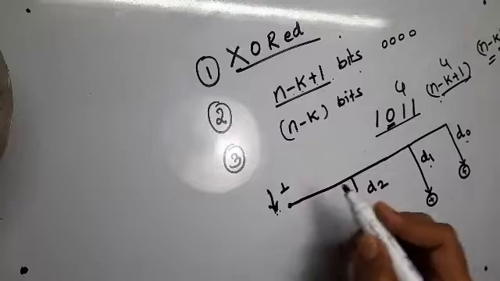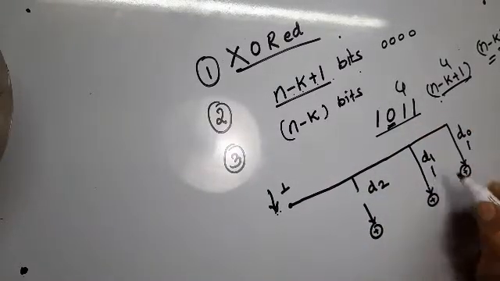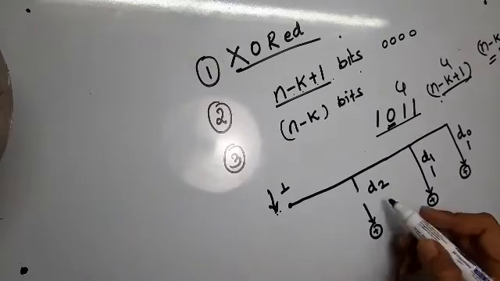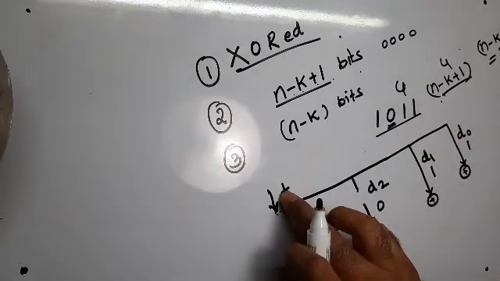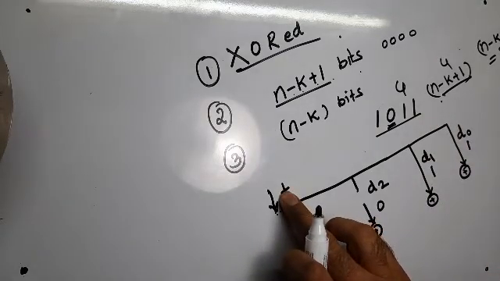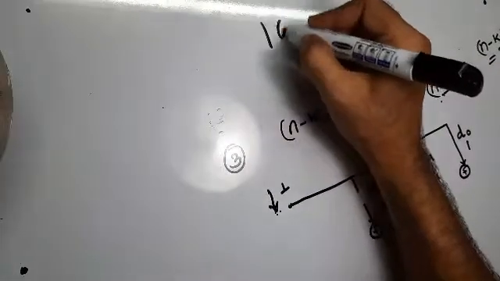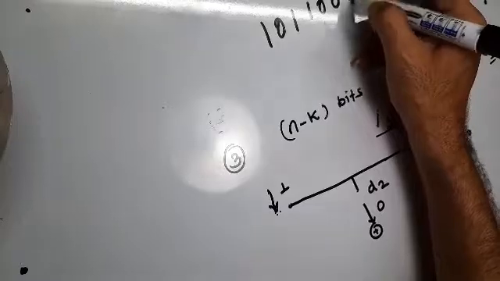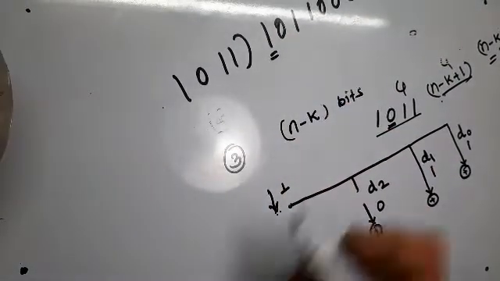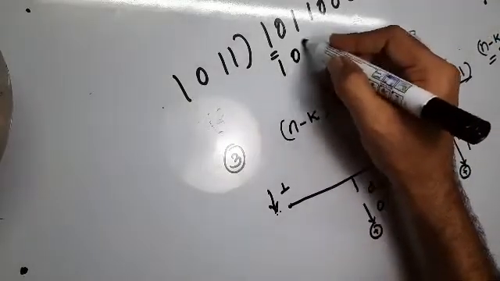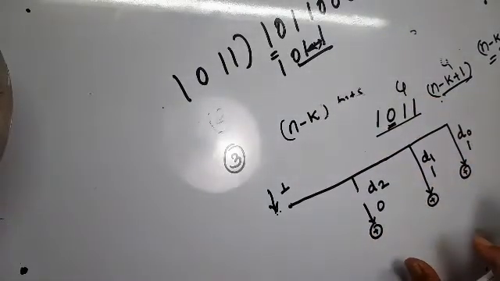If the leftmost bit of the dividend is 1, these 2 divisor bits will become 1 1, and this third bit is fixed, it is 0. Let me rewrite that: 1 0 1 1, 0 1 0 1 1. If this leftmost bit is 1, you look at these 2 bits, these 2 bits will become 1 1.